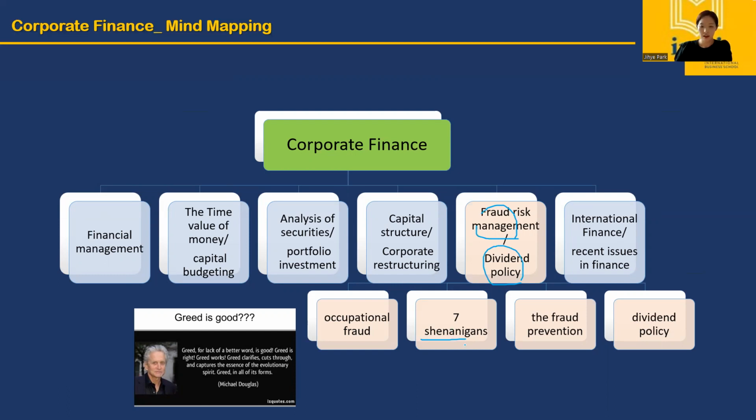shenanigans. The first is recording revenue too soon. Second, recording bogus revenue. Third, boosting income with one-time gains. Fourth, shifting current expenses to a later or earlier period. Fifth, failing to disclose all liabilities. Sixth, shifting current income to a later period. Seventh, shifting future expenses into the current period.